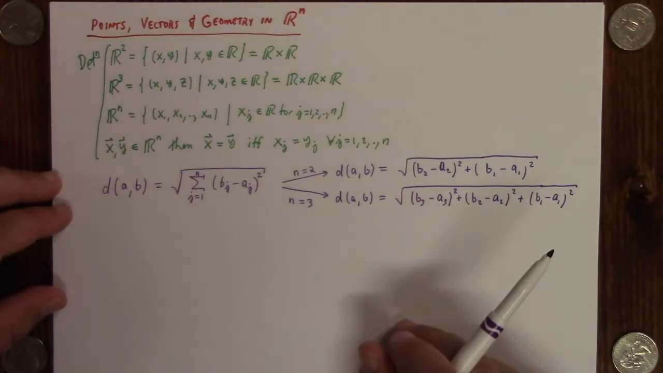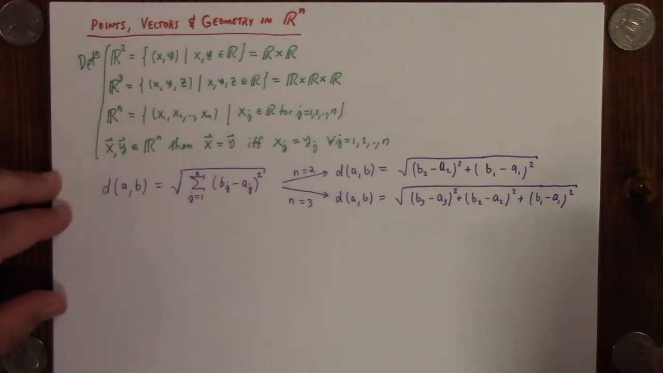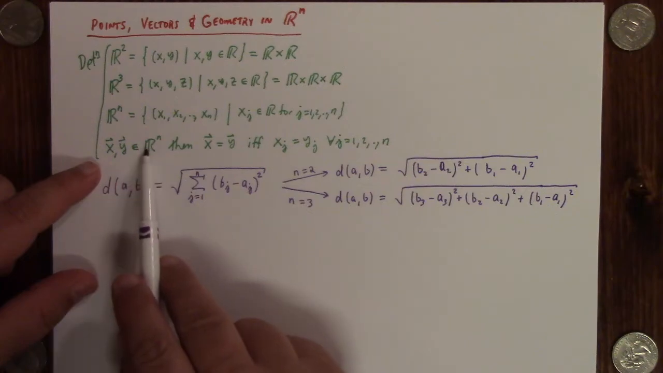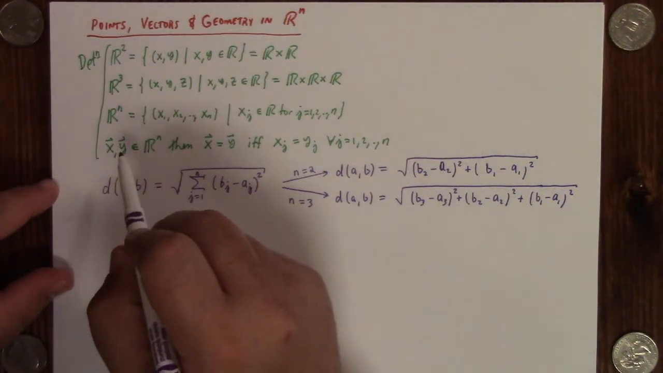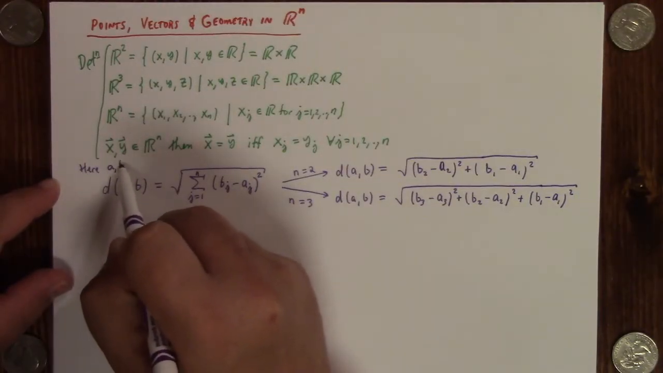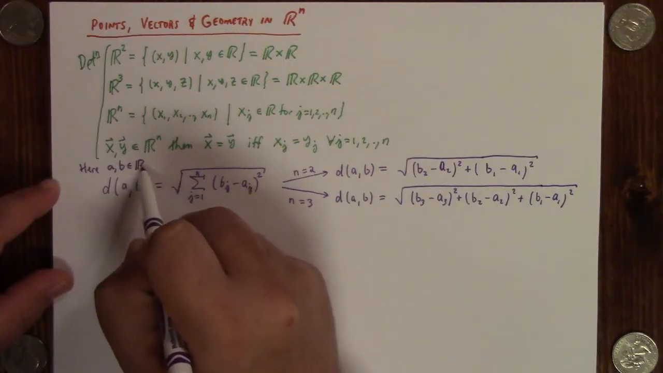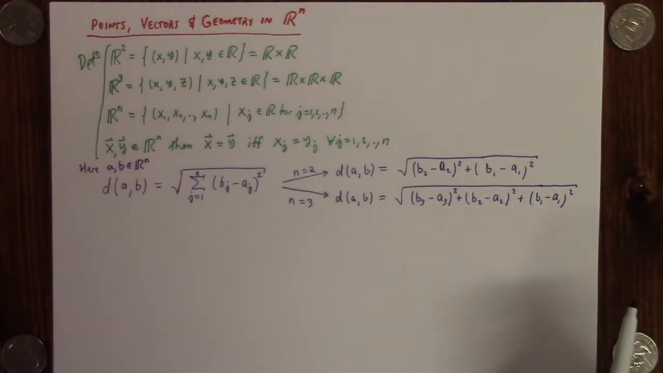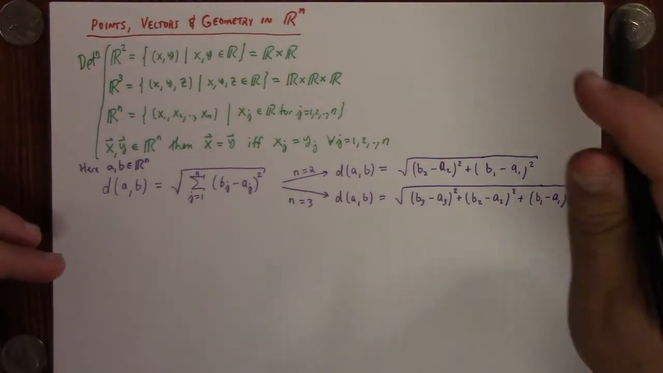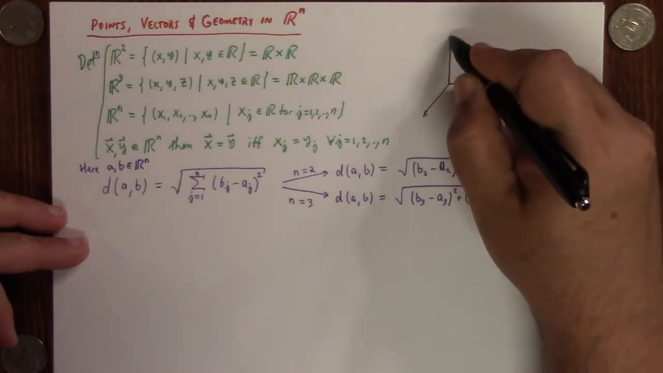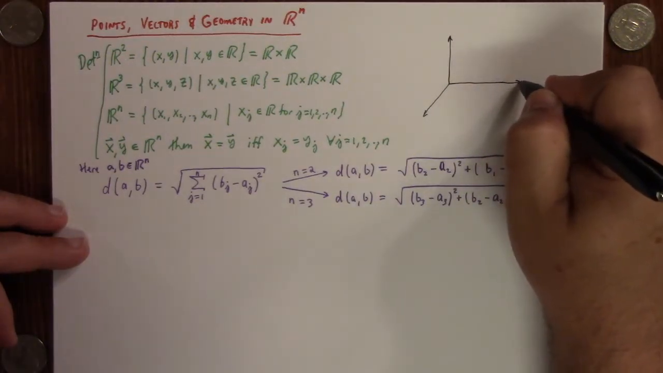Now, I've already said sometimes I'm thinking of the things in Rn as vectors, and just to be clear here, A and B were in Rn. So sometimes I'm thinking of Rn as being made up of points, and sometimes I'm thinking of Rn as being made up of vectors based at the origin. And that's okay, because here's why. There's a natural one-to-one correspondence between vectors based at the origin and points.